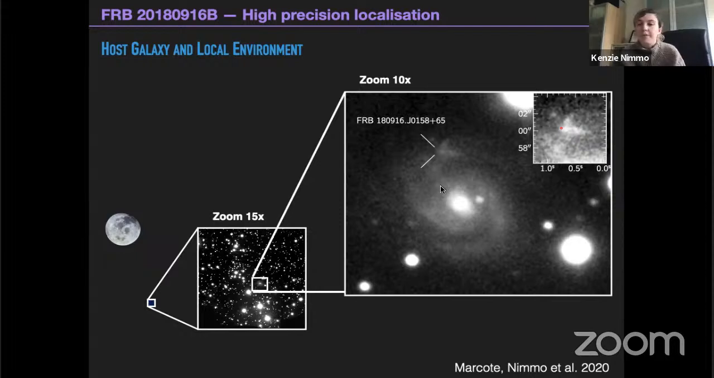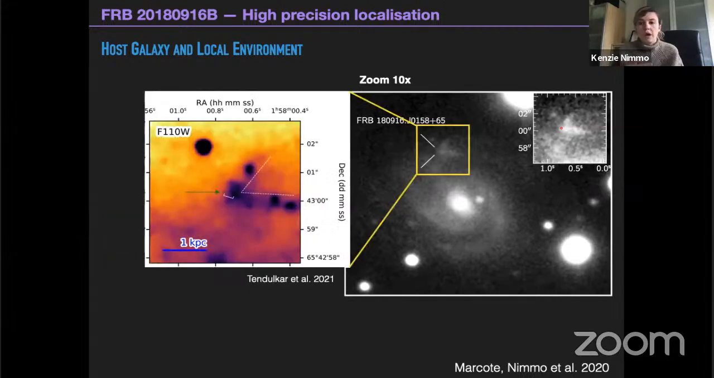This was the second repeating FRB to be localized, and the host and local environment looked really different from the first repeating FRB, which was found in a low metallicity dwarf galaxy at a distance of about a gigaparsec. This is a Gemini North image, and we also followed up with Hubble to have higher resolution in the optical, and we can see that the position of FRB 180916 is slightly offset from the nearest star forming knot by about 250 parsecs.